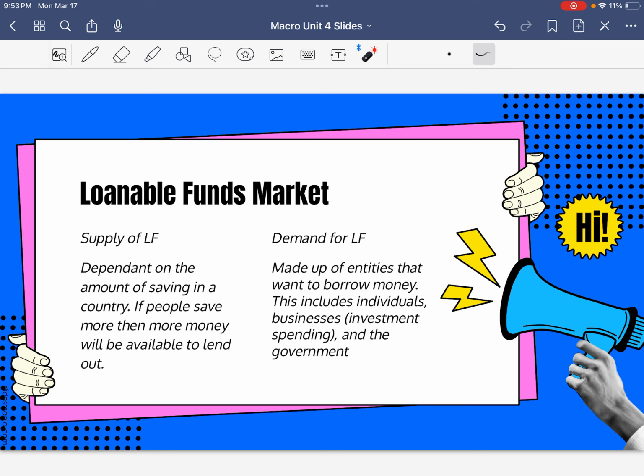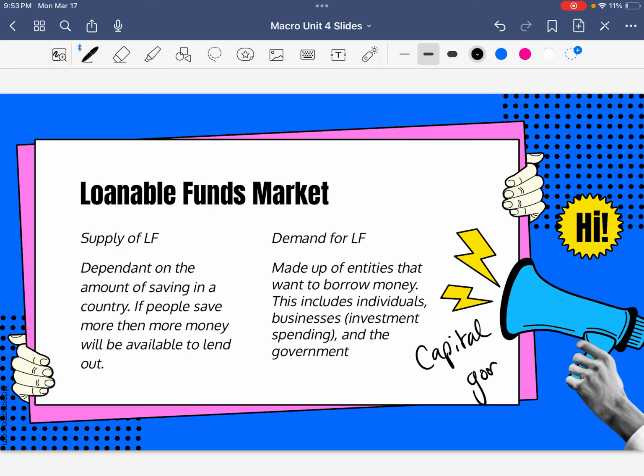So it could be you and me. We borrow money to buy cars and houses, pay off our medical bills, just like interest-sensitive items, interest-sensitive spending. Businesses borrow money for investment spending. But remember, that word investment doesn't mean stocks and bonds. That word investment means capital goods. So I'm going to write that in there, and you should too.